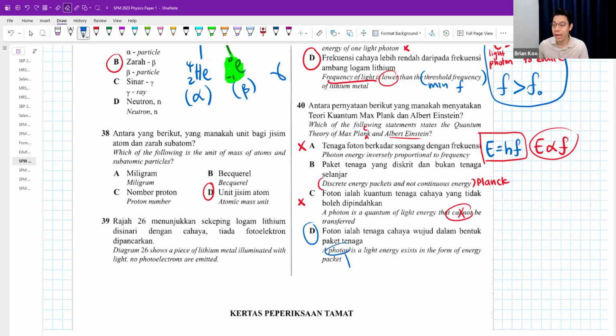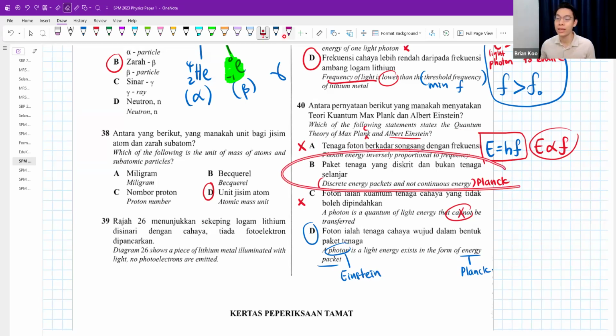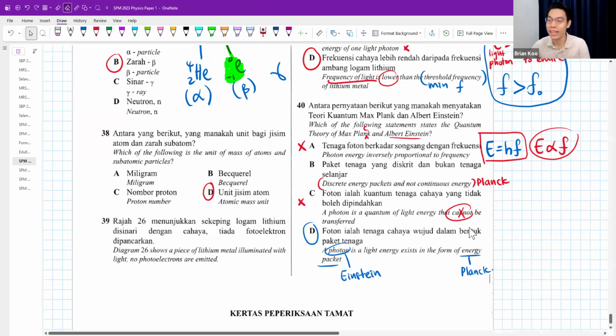Photon is discovered by Einstein, and energy packet is discovered by Max Planck. So this is a statement that has two together, quantum theory of Max Planck as well as Albert Einstein, together, this one statement. Okay, B is just Max Planck alone only. Yeah, this one is a bit tricky. Question 40, answer is D.